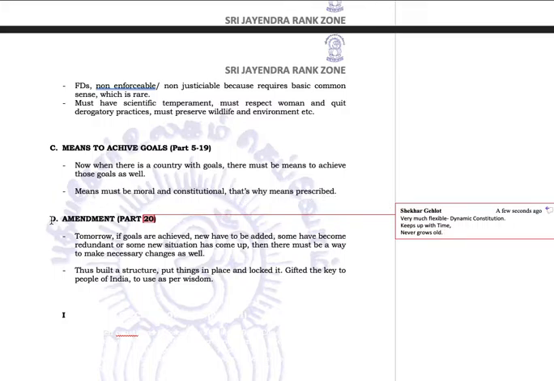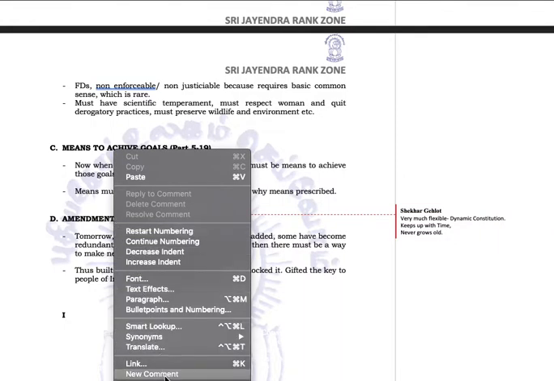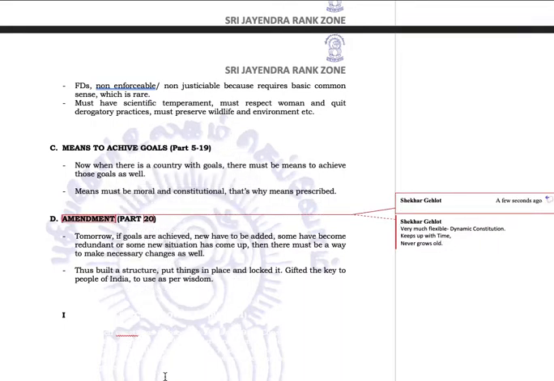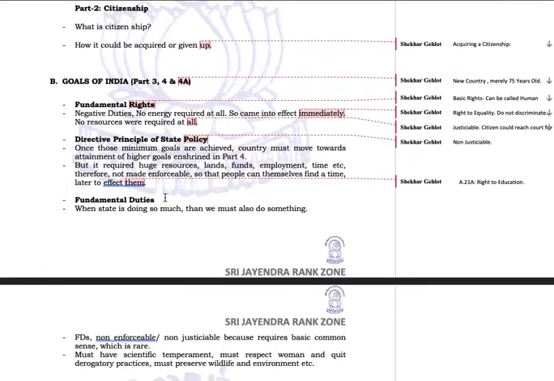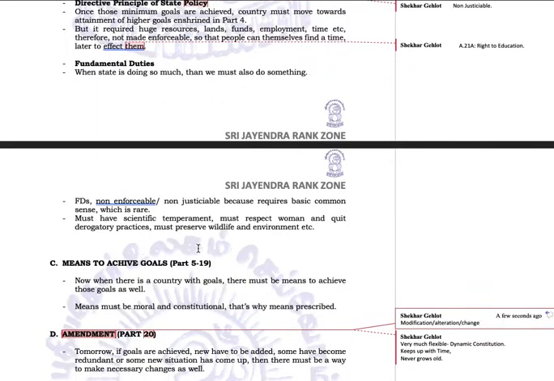Okay, why? Because we have this particular part in the constitution of India, that is part 20, which says amendment. Amendment means, as the normal word suggests, modification, alteration, or change. Okay, so our constitution framers thought that now we have crystallized what India is, the goals of India, and the means to achieve those goals.